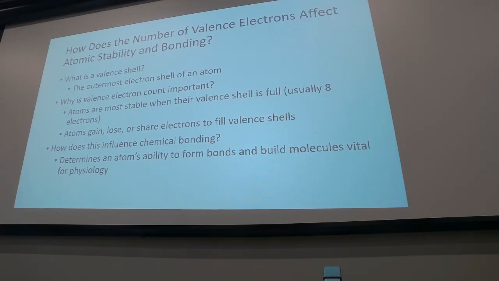So then if they have less or more, that is whether they are very likely to combine or not. And the likelihood for an atom to combine is called electronegativity. The more electronegative an atom is, the more likely it is to combine. So atoms then can gain, lose, or share electrons to fill their valence shells.